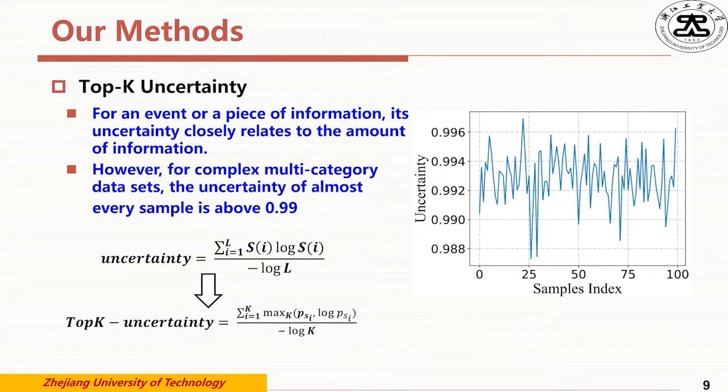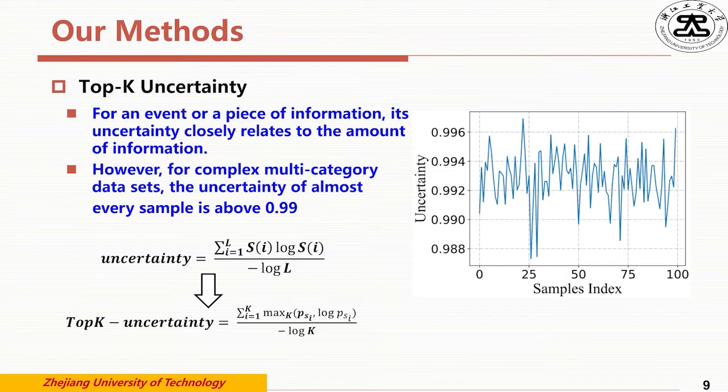The third is top-k uncertainty. For an event or a piece of information, its uncertainty closely relates to the amount of information. For example, we need a lot of information to understand things that are unfamiliar to us. On the contrary, we only need a small amount of information for things we are familiar with. We can use channel entropy as a quantitative indicator of information content.